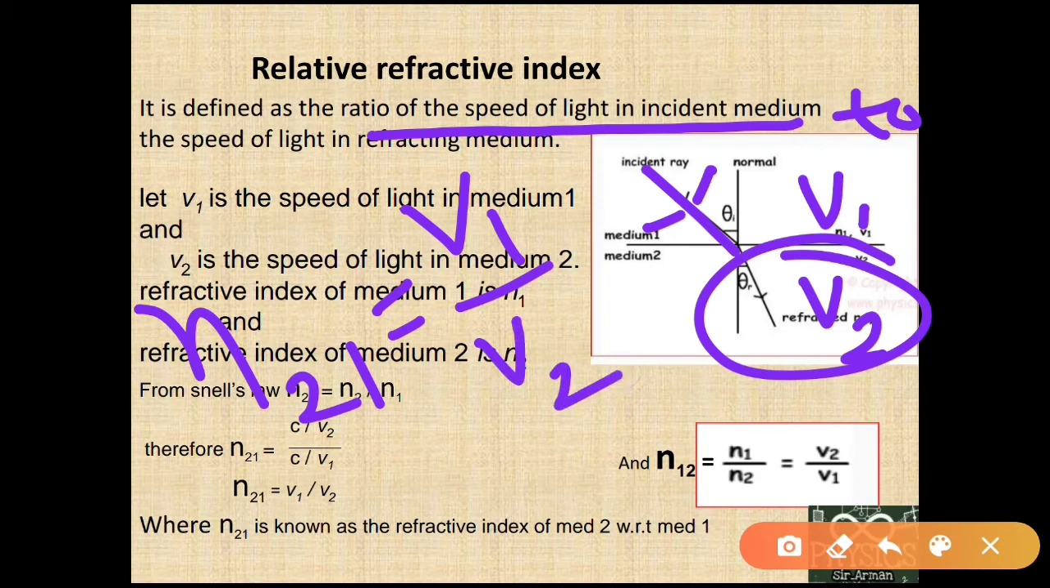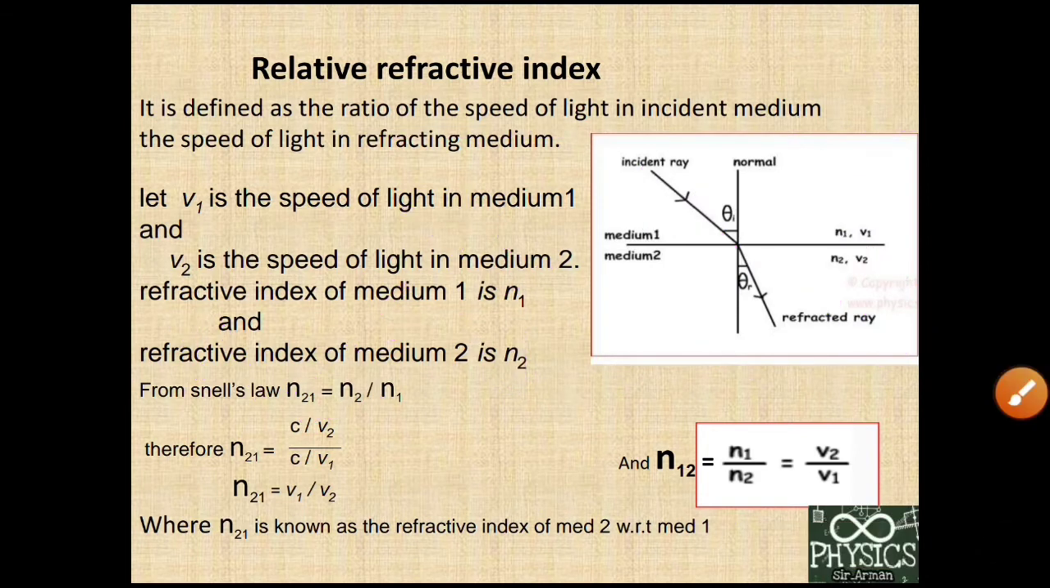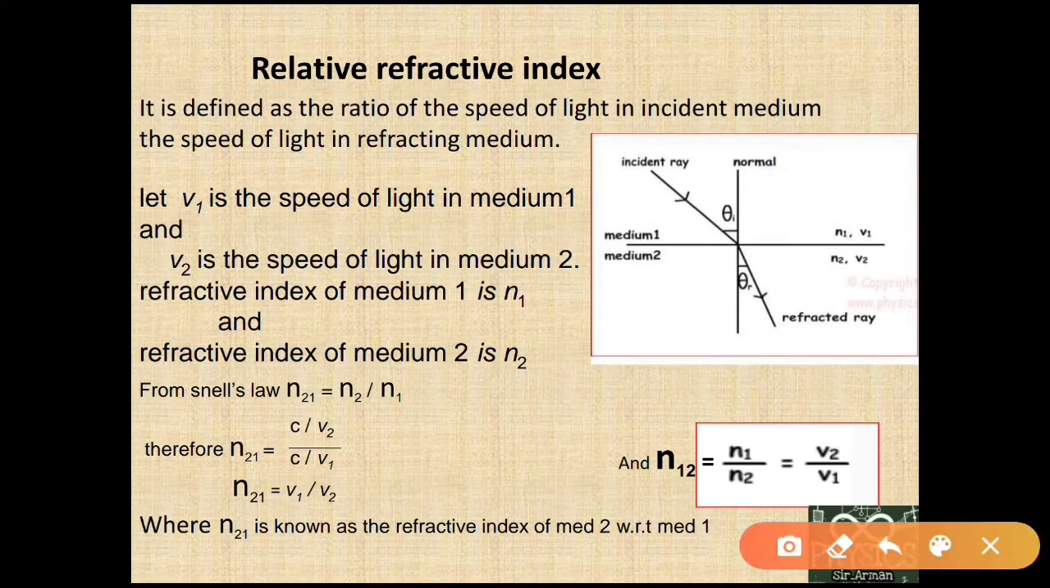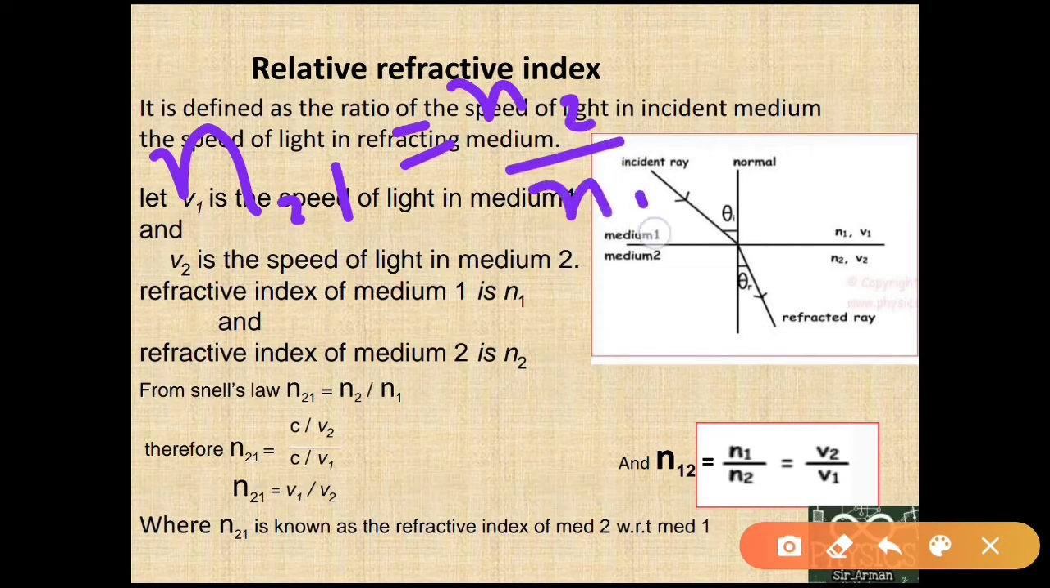Now let us try to prove this. The refractive index of medium 1 is eta 1, the refractive index of medium 2 is eta 2, and we know that eta 2 1 is equal to eta 2 by eta 1, where eta 2 is the absolute refractive index. When only eta is written with a number, like eta 1 or only eta 2, or eta a or eta b, it means it provides us the absolute refractive index.